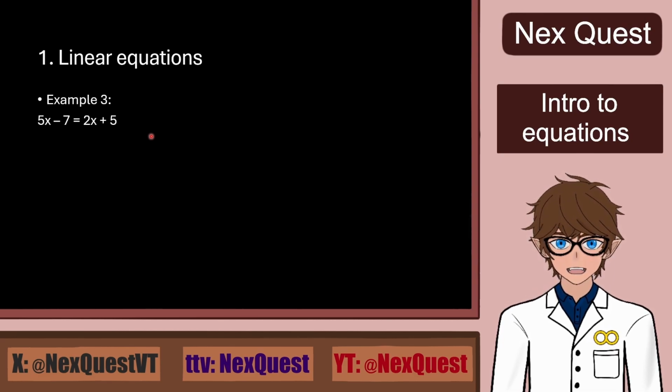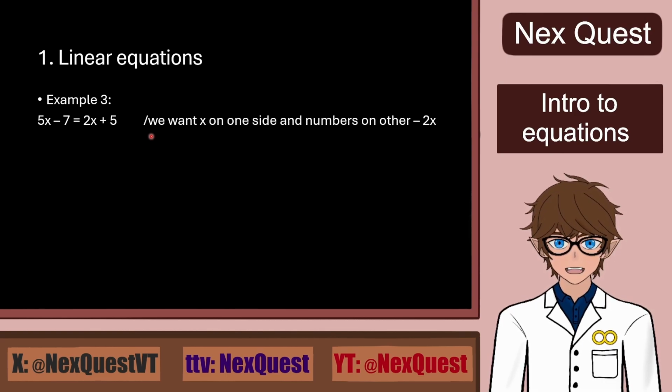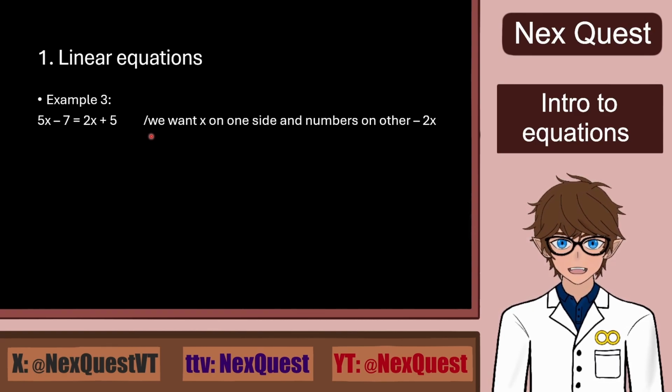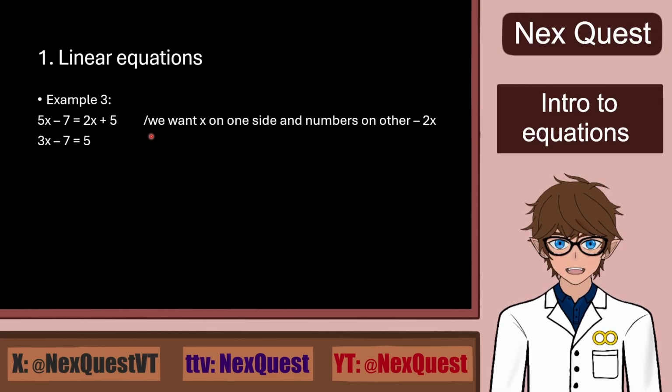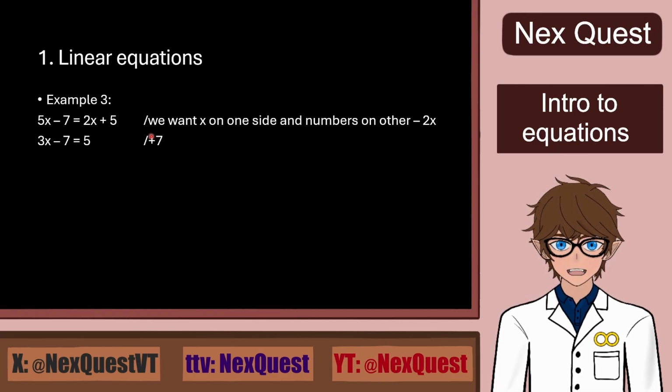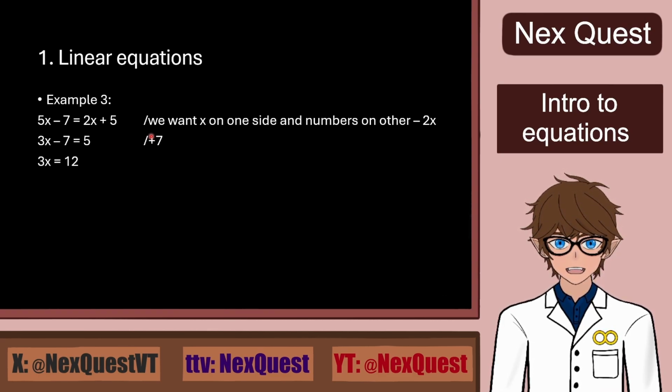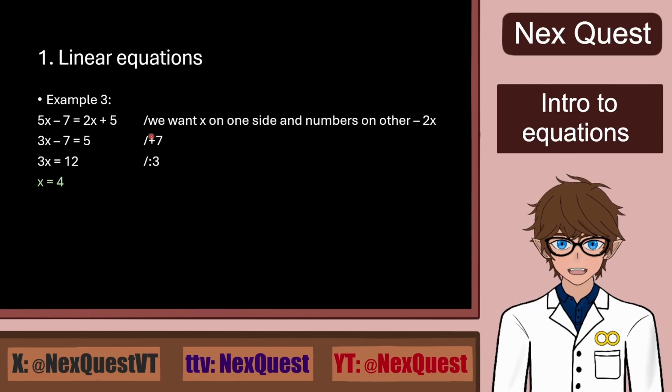Now for example number 3, we have variables on both sides, along with numbers on both sides. To solve this, we want x's on one side and numbers on the other, just like with all the previous examples. But for this, we will move 2x to the left by subtracting it on both sides, giving us 3x minus 7 equals 5. Then we will add 7 on both sides, giving us 3x equals 12. Now we can divide both sides by 3. We get x equals 4.